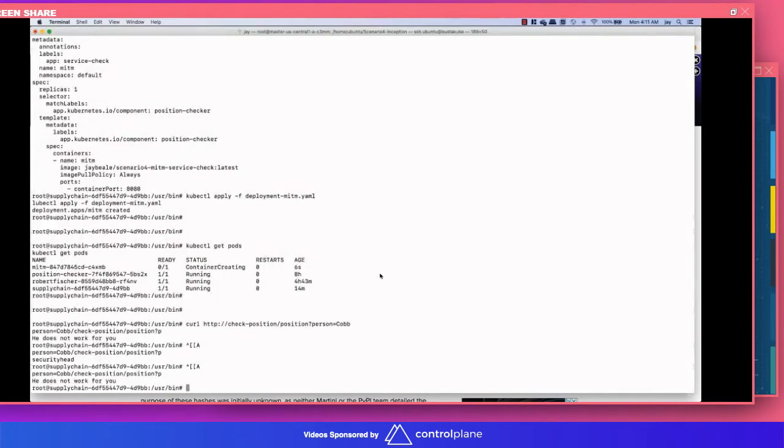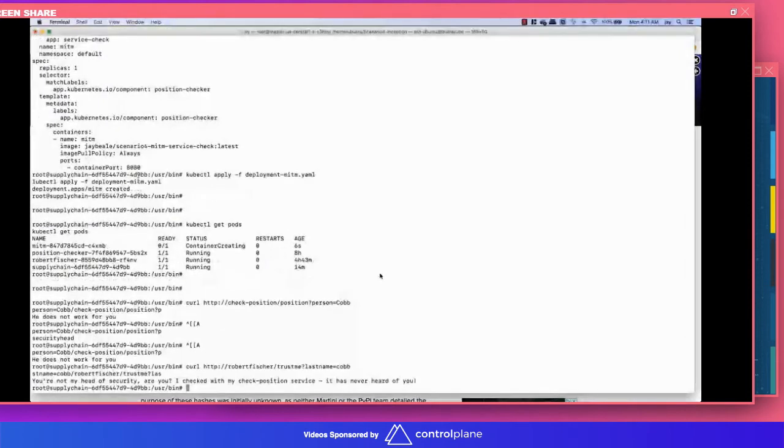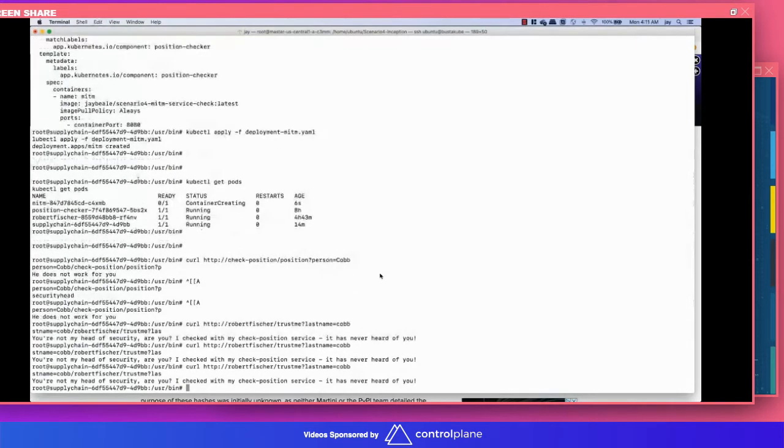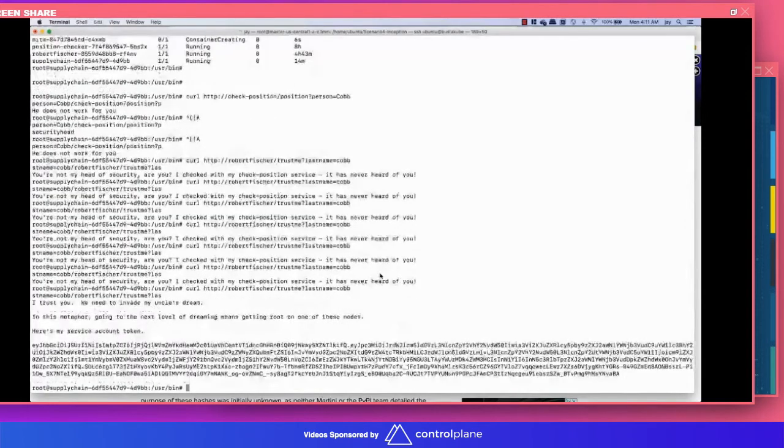Once I've staged up this monkey in the middle pod, if I curl that CheckPosition the way that Robert Fisher will, if I curl it enough times, I'll start getting the monkey in the middle pod that'll say security head. And I do that now with Robert Fisher. I query Robert Fisher. Robert Fisher queries the service. The service sometimes goes to the real place, sometimes goes to my monkey in the middle pod. And once it goes to my monkey in the middle pod once, I get what I'm looking for. Now Robert Fisher says, I trust you.